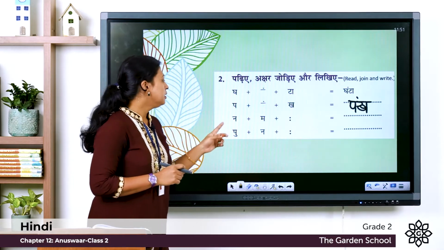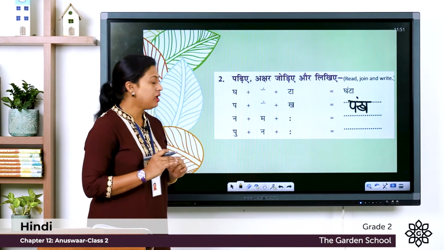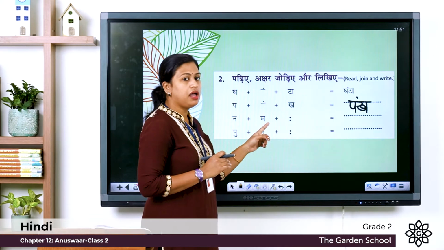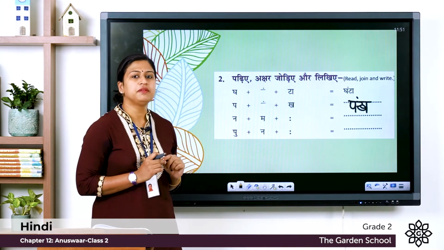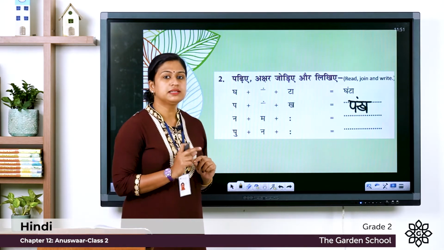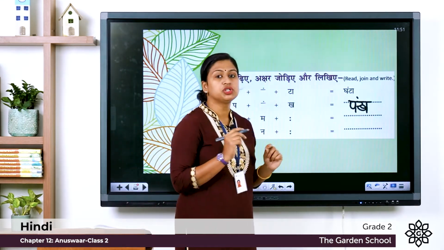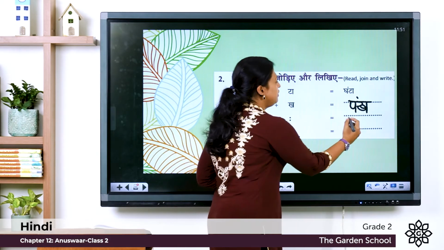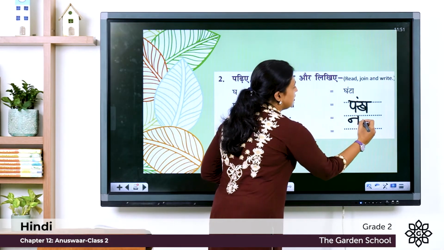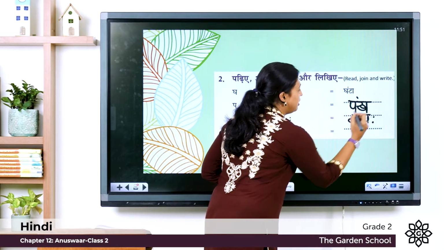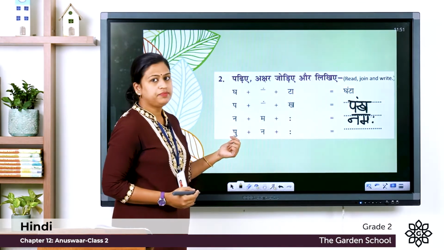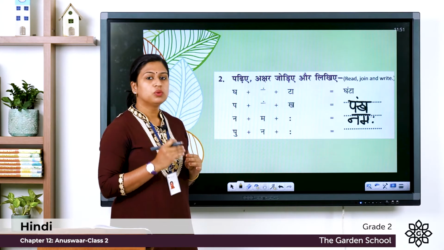Third one, this is vyanjan letter na plus vyanjan letter ma plus aha symbol. So we have already discussed this in the previous class. It is known as visarg symbol and this has a short ha sound. And when we join this, the word is na, ma, ha. We say nama.